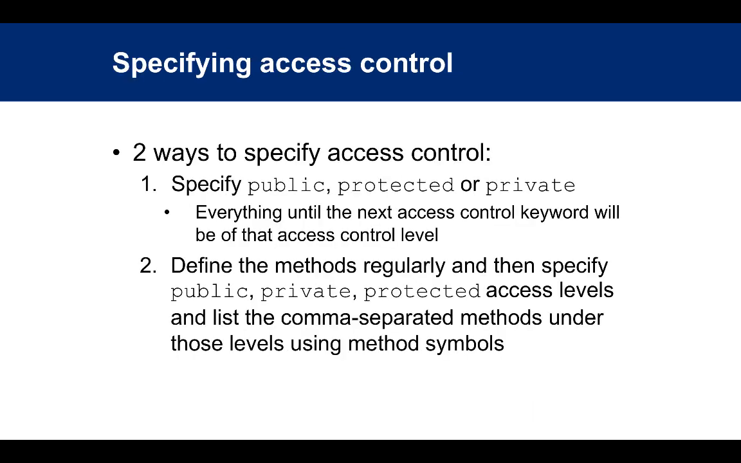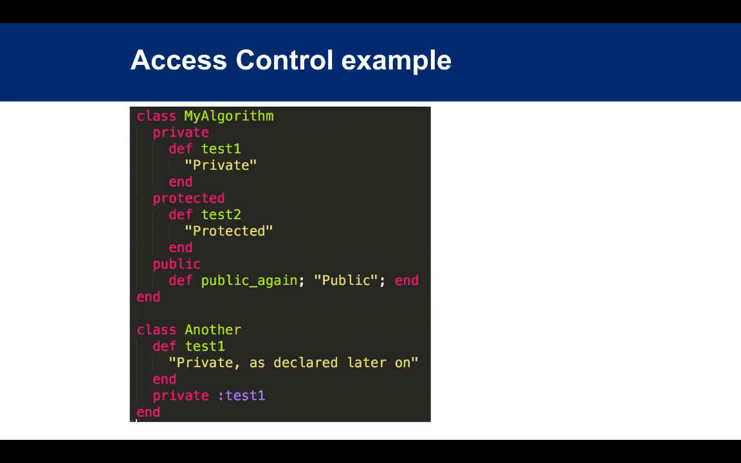Now there are two ways to specify the access control. You could either say public, protected, or private, and then everything until the next access control keyword will be of that access control level. Or you could define the methods regularly and then just specify public, private, or protected and list comma-separated method names under those levels. So let's see what that means.